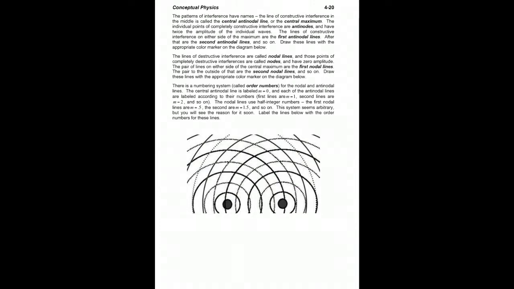So here we're going to just draw those lines. We don't need to draw every dot, and we call them antinodal lines if they're constructive interference, or nodal lines if they are destructive interference, and we have a numbering system for those as described in the directions. So those are lines of constructive in the green and destructive in the red interference, and we have this ordering system. And it might seem a little arbitrary right now, but in a couple of pages we'll see that there's a really good physical reason for these order numbers.